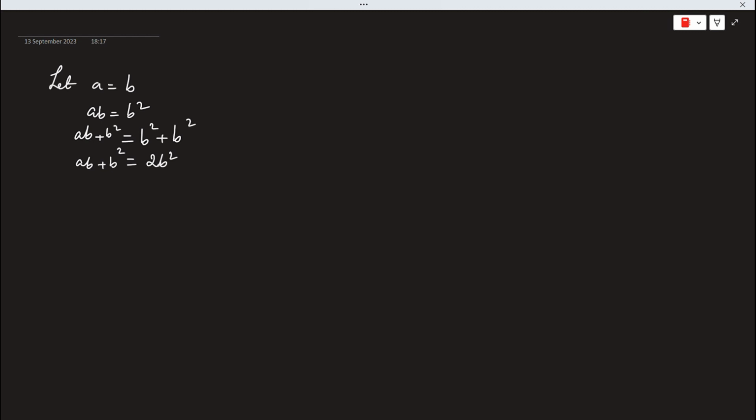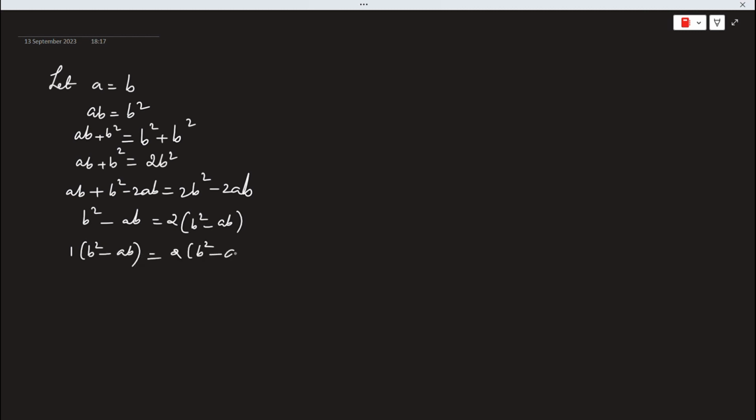Now let us subtract 2ab on both sides. So ab plus b square minus 2ab is equal to 2b square minus 2ab. Here we get b square, ab minus 2ab is minus ab, is equal to 2 if we take common, b square minus ab. So the left hand side is 1 times b square minus ab, equal to 2 times b square minus ab. Now the common factor here is b square minus ab.